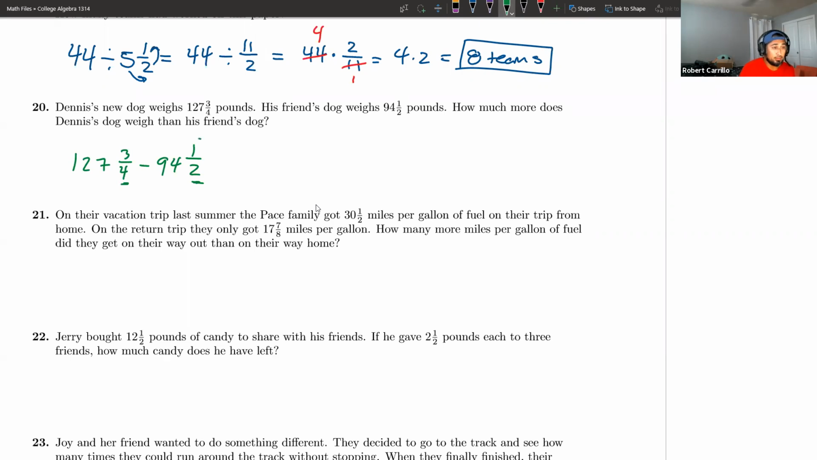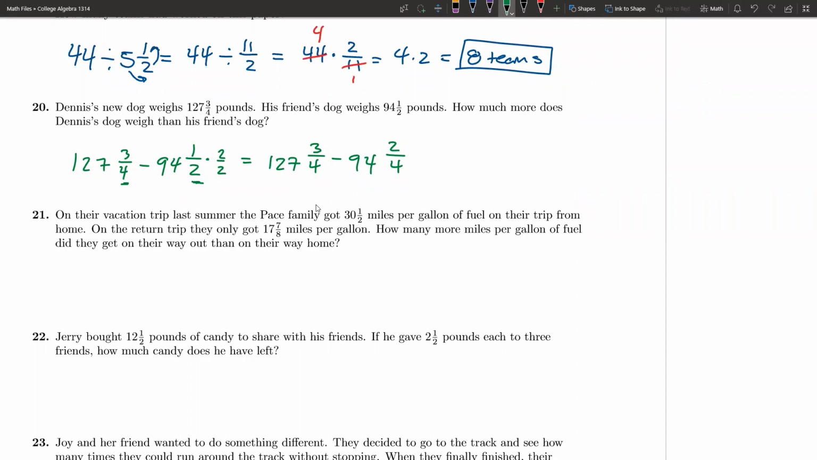All right. So, well, we can't subtract these now because these are not the same fractions, but it is very possible to get a common denominator on this fraction that matches that denominator. What could I multiply this fraction by to get a common denominator of 4? 2. So if I multiply this by 2/2, we'd end up with 127.75 minus 94.25. And now can I subtract these two fractions, or these two terms? Yes. For sure.